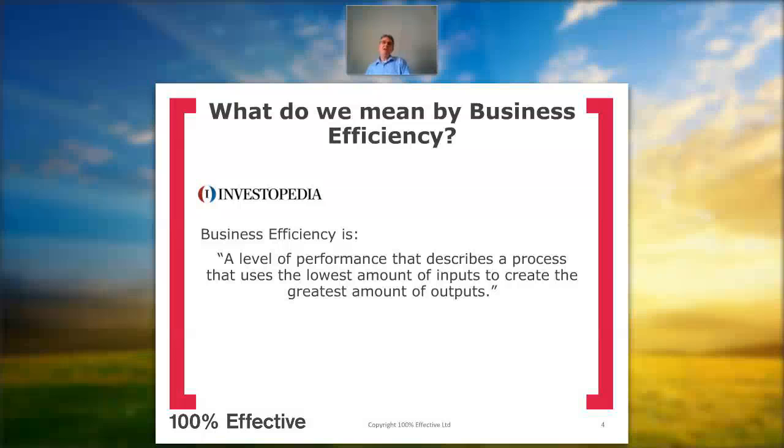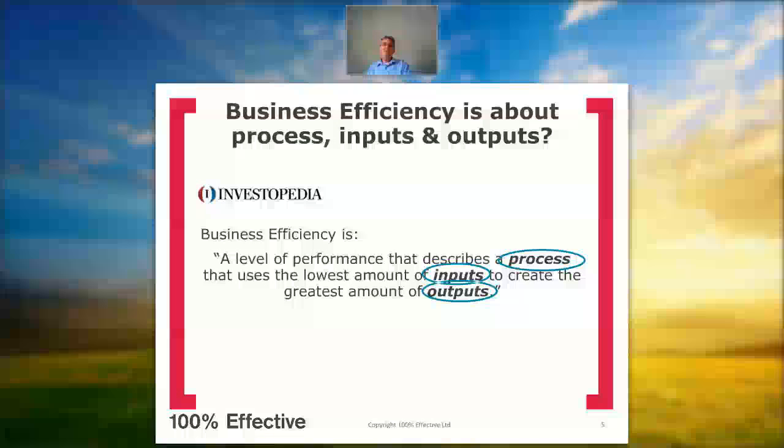So I tried Googling business efficiency, and I landed upon an interesting definition from Investopedia, and it defined business efficiency as a level of performance that describes a process that uses the lowest amount of inputs to create the greatest amount of outputs. Now, I like this definition for a number of reasons, but principally for three reasons, and that was the use of the words process, inputs, and outputs. Because as a master black belt, these words struck a chord to me.